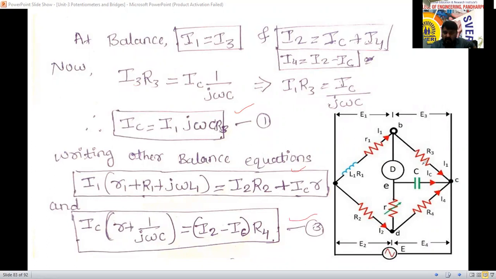Equation number 1 will be derived from these two balance equations. Equation number 2 will be derived from here to here, A to E, and equation number 3 is derived from CD across CD. Equation 3 is derived here now.